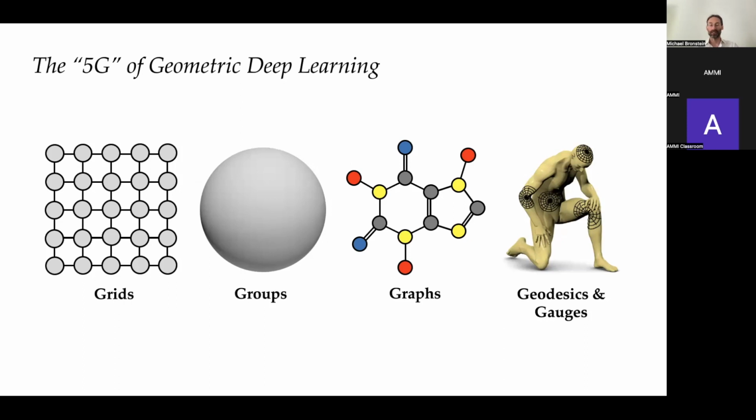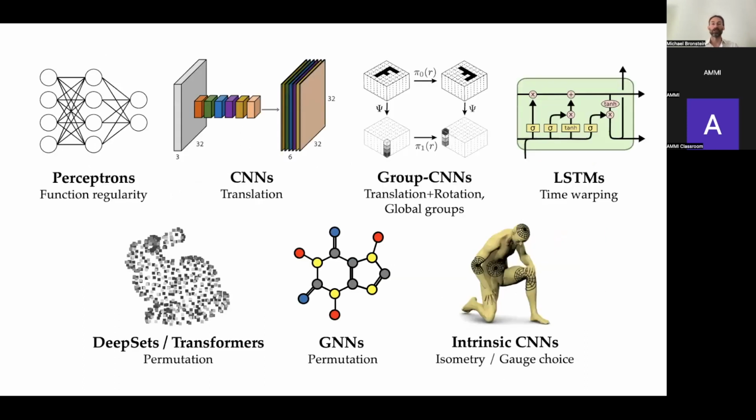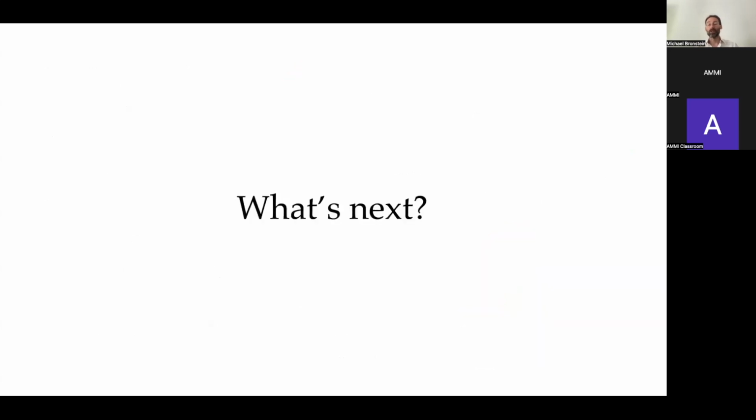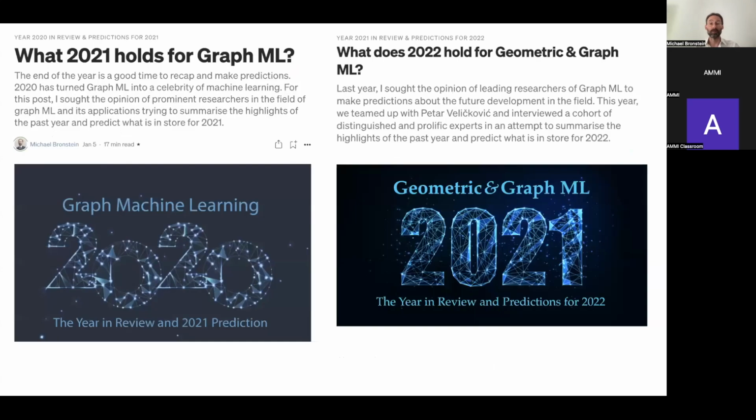the inductive biases that serve as the foundations to some of the most recognized and widely used architectures, such as CNNs, deep sets, transformers, graph neural networks, different forms of intrinsic and mesh GNNs, and also, well, we didn't talk about it, but also some recurrent models such as LSTM, you can also derive them from considerations of symmetry. So the question is, what's next? What will be the next chapter in this field?